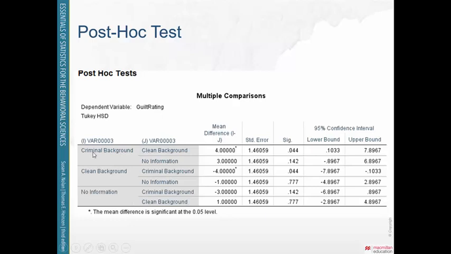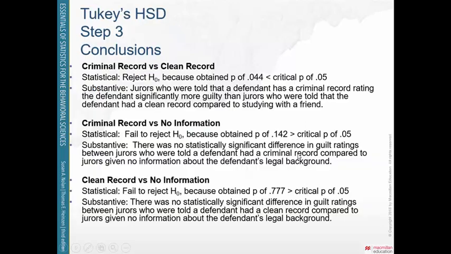And if you've done that, criminal background to clean background, that's a 4-point difference. They rated the criminal background group, rated the defendant 4 points more guilty on average than the clean background. The significance level of 0.004 is less than 0.05. So we're rejecting the null. We reject the null because our obtained p of 0.004 is less than the critical p of 0.05. Jurors who were told that the defendant has a criminal record rated this defendant significantly more guilty than jurors who were told that the defendant had a clean record.